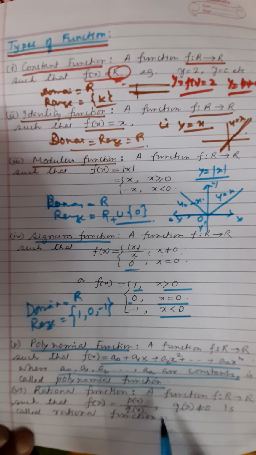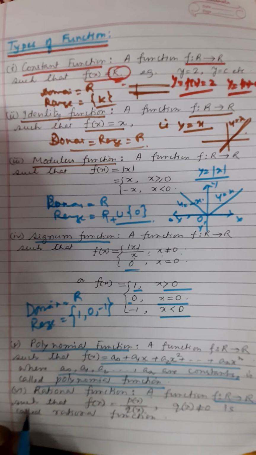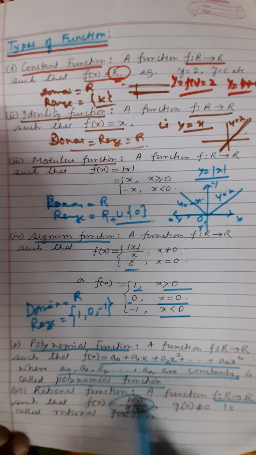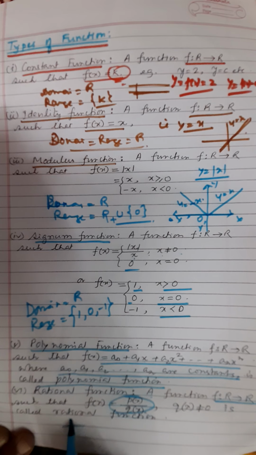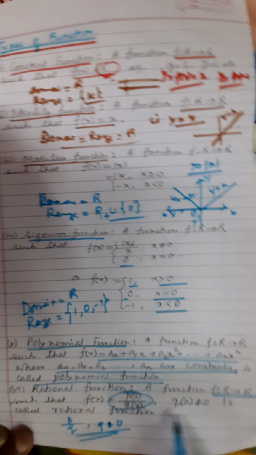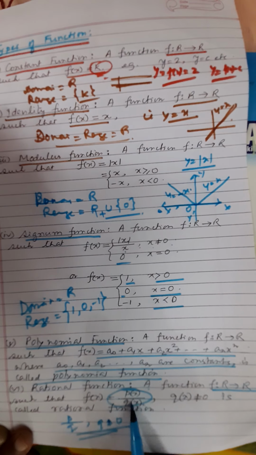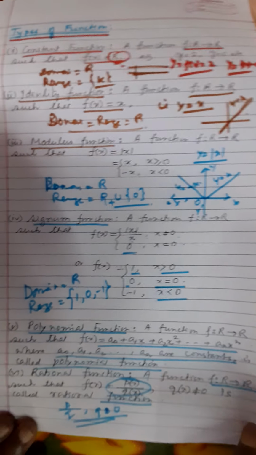Rational function: a function f: R to R such that f(x) = p(x) by q(x), where q(x) is not equal to 0. That is the condition. These are all algebraic functions. p(x) and q(x) are algebraic functions, and with q(x) not equal to 0 it is called a rational function.